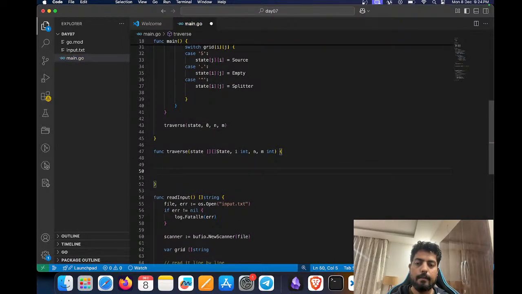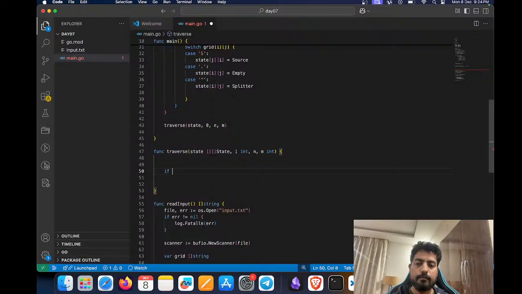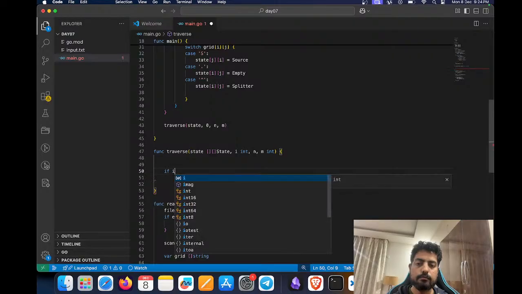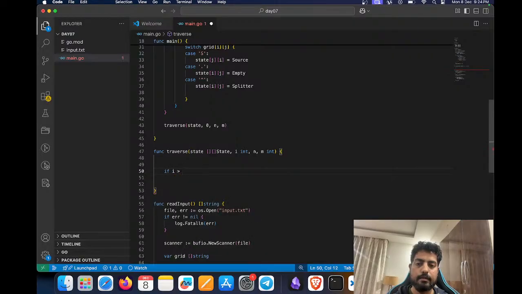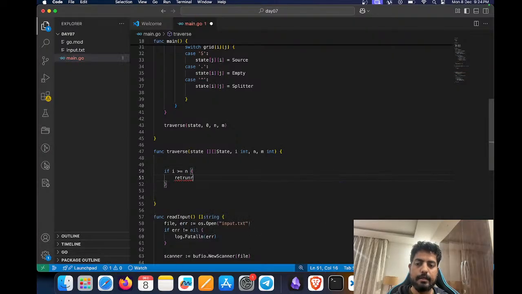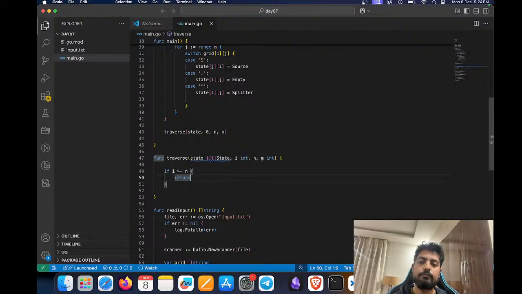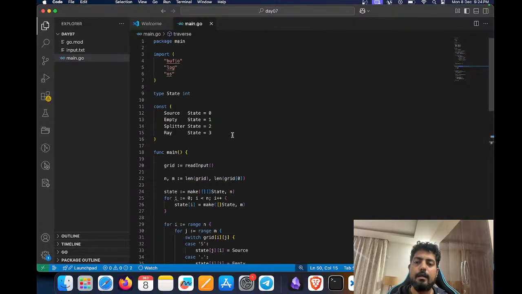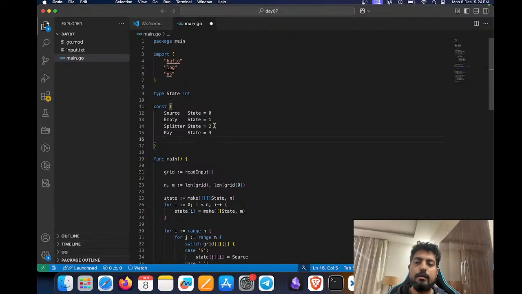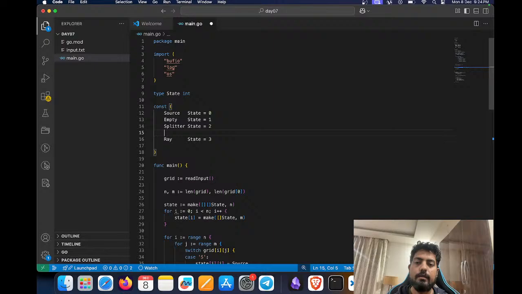Now, if i is greater than or equal to n, then simply return. Because then... okay, cool.